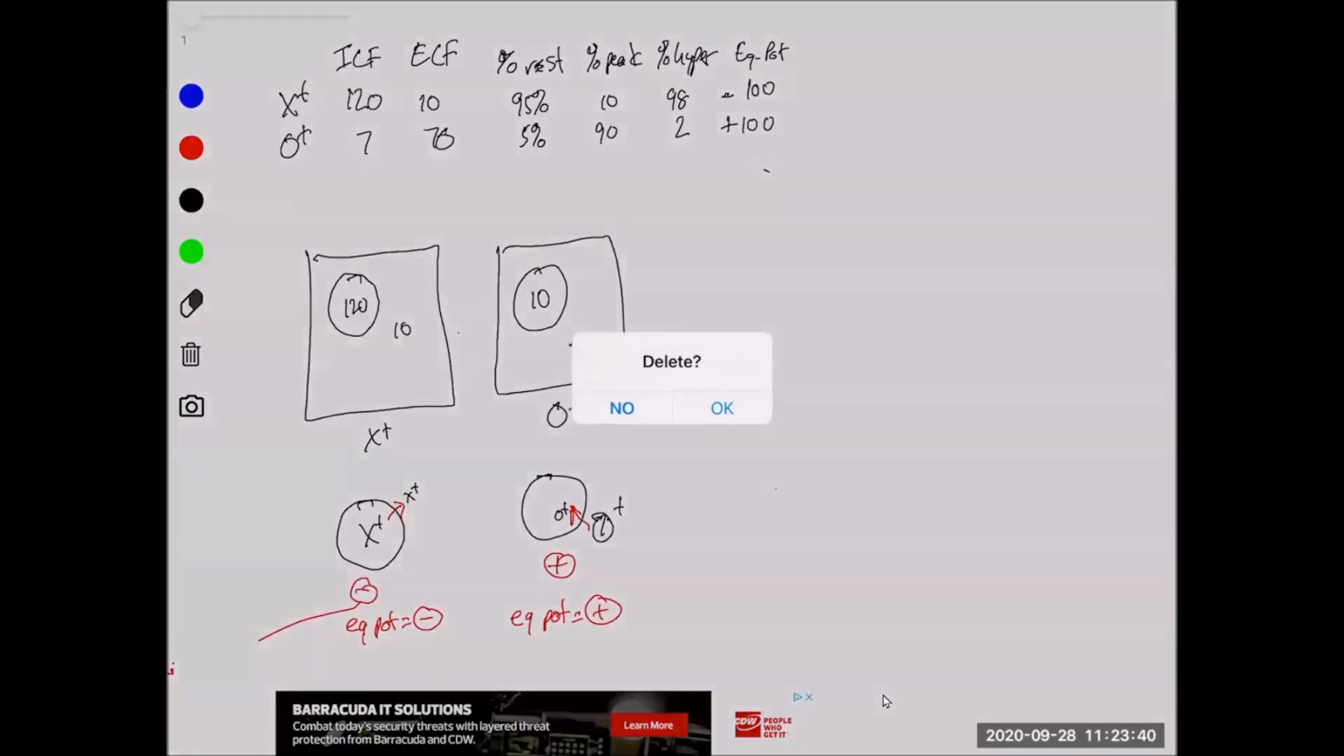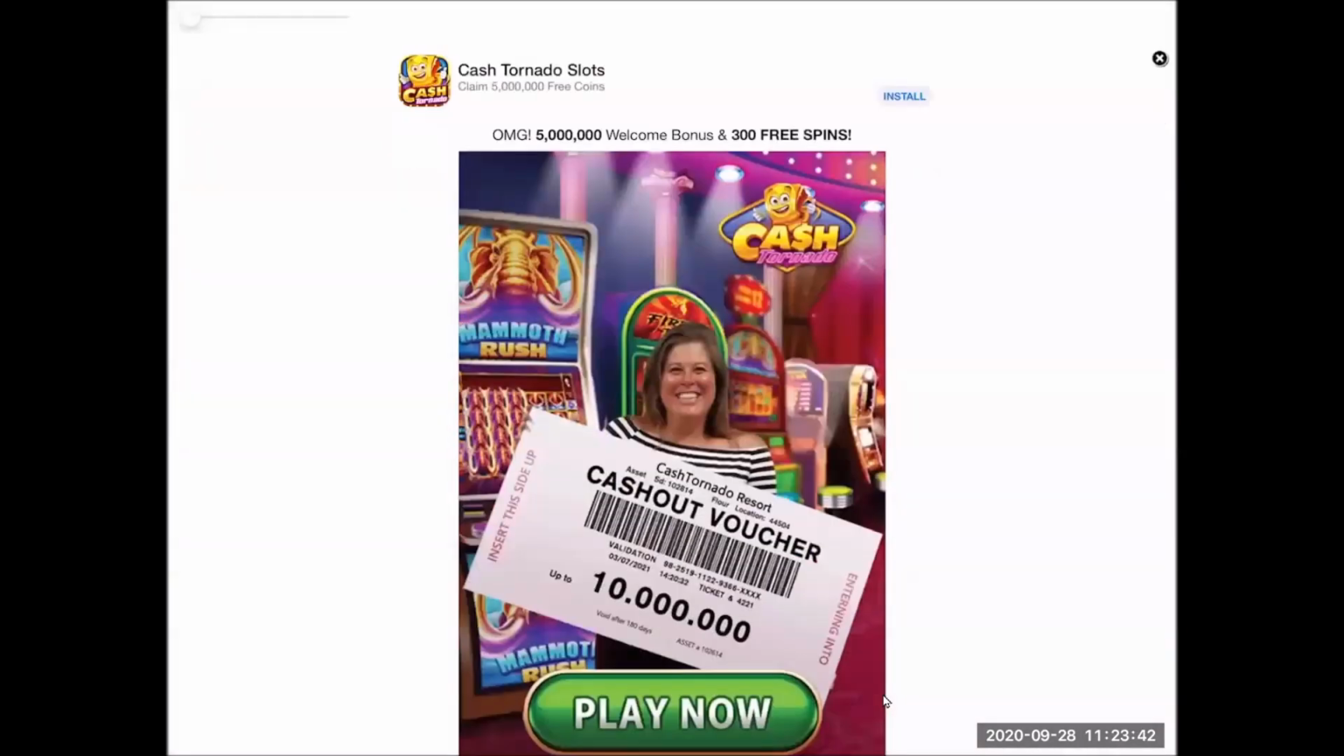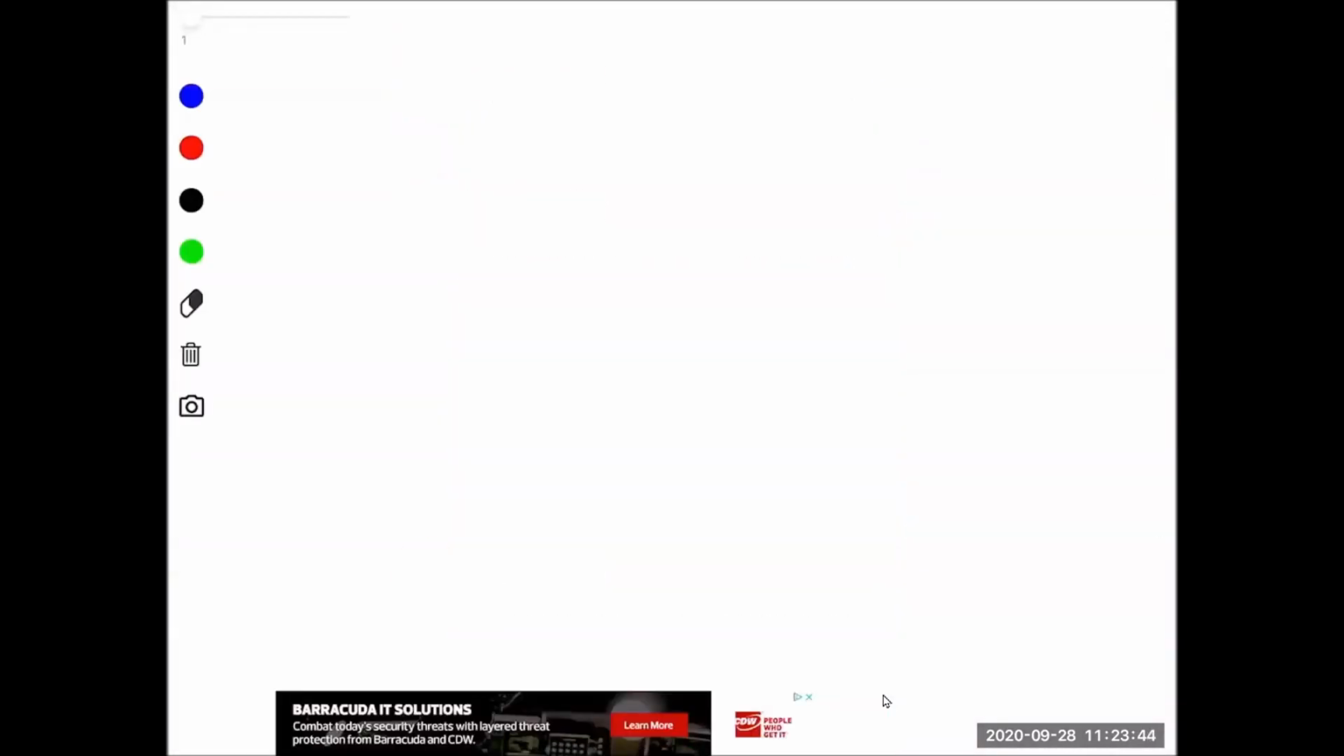So I'm going to start with a new page. All right, I get those ads because this is a free app. And I don't know how useful it really is, so I don't know if I want to pay for it, but it seems to be working fine now. So let's look at it.